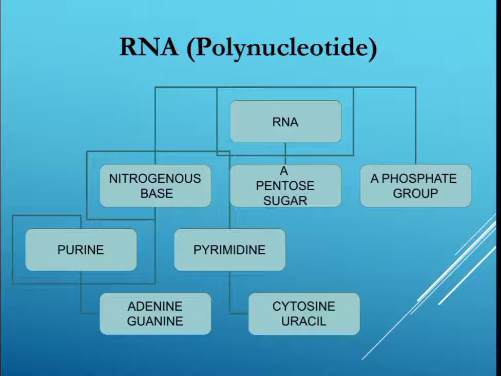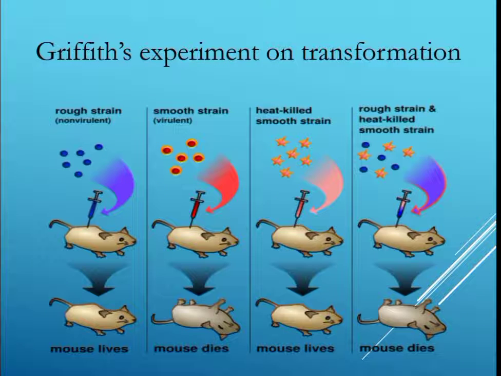Fine children, this is RNA, where RNA is again made up of a nitrogenous base, a pentose sugar which is the ribose sugar, and a phosphate group. There are two types of nitrogen bases, that is purines and pyrimidines. Adenine and guanine, like DNA, are the purines, and cytosine and uracil are the pyrimidines. In RNA, instead of thymine, uracil is present. Okay. Types of RNA we will be studying later.